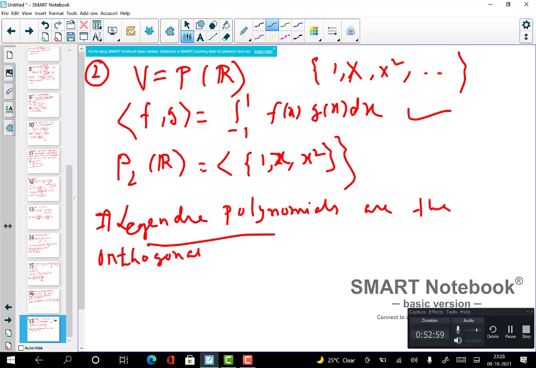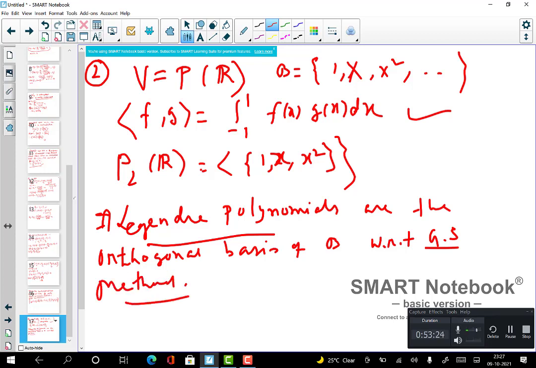I just wrote GS, but you should write down the full name, Gram-Schmidt method, because I wrote it many times. Now let me find out the first 3 that will be the orthogonal basis of this, and those will be the first 3 Legendre polynomials, polynomials 1, 2, and 3. Now how do you find out the first 3?